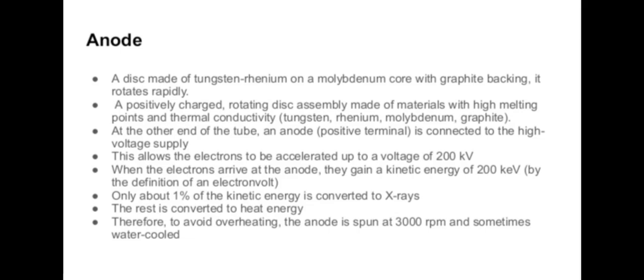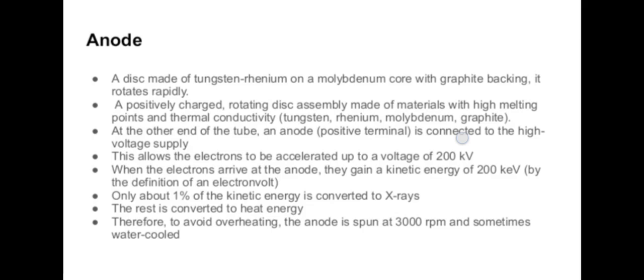At the other end of the tube, the anode will be connected to the high voltage supply, and this will allow the electrons to accelerate up to a voltage of 200 kilovolts. When the electrons arrive at the anode, they gain a kinetic energy of 200 kiloelectron volts, and only 1% of this kinetic energy will be converted to X-rays, and the balance, that is 99%, will be converted to heat energy.